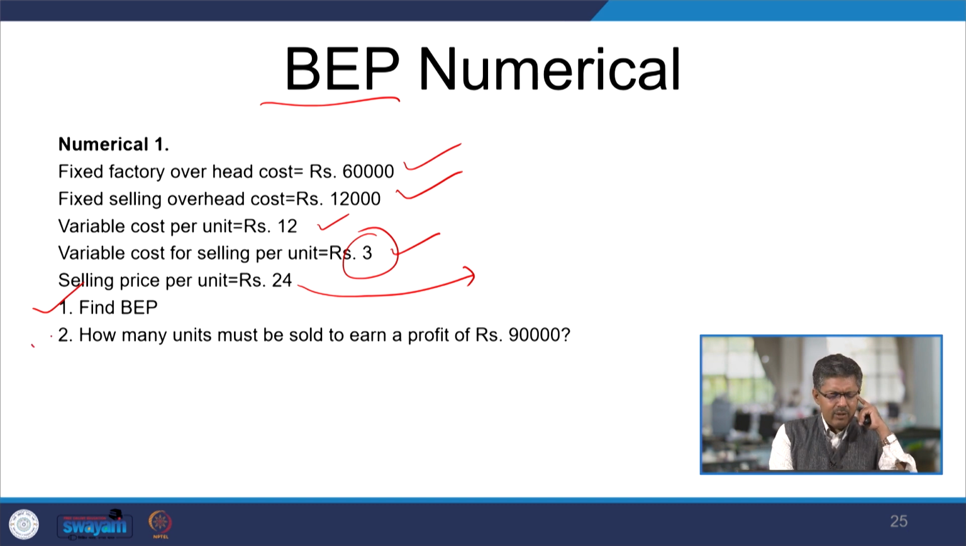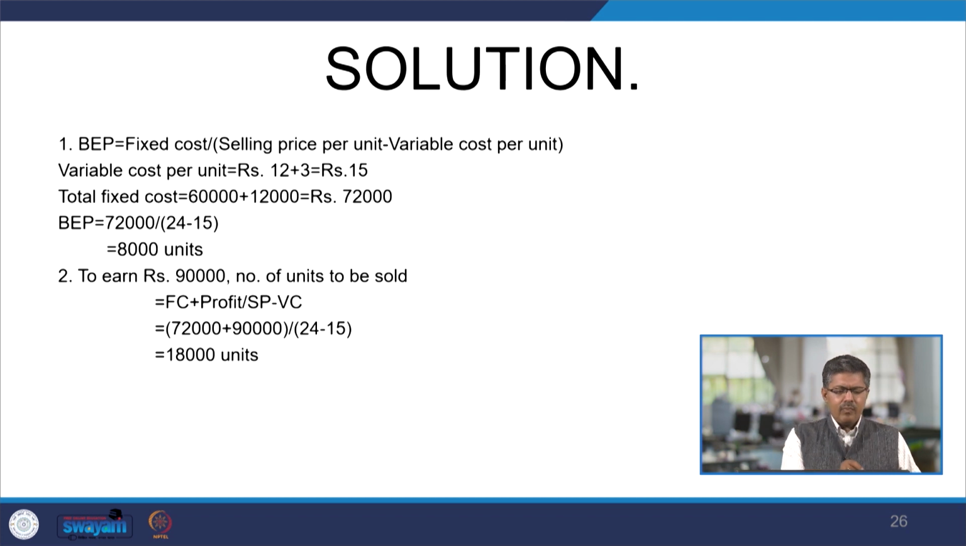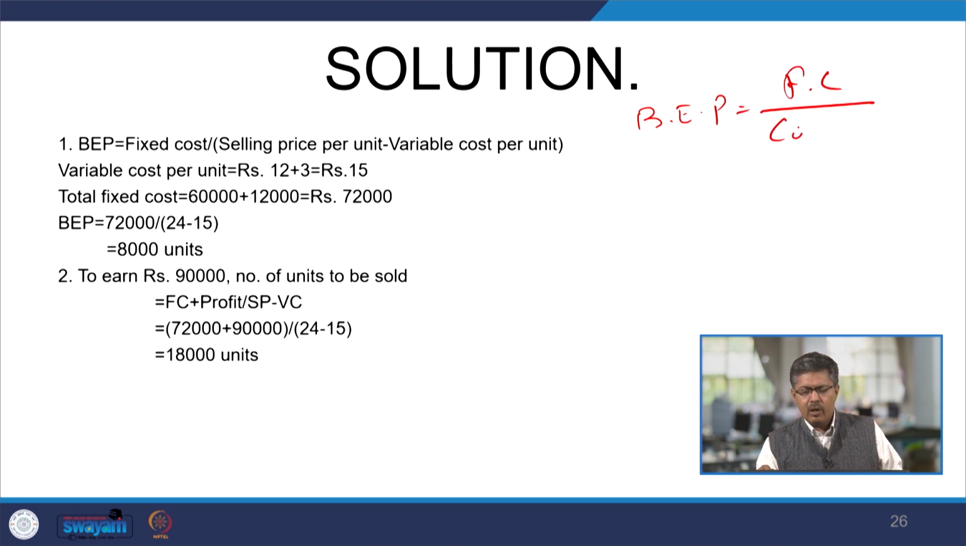And then the second question says, how many units must be sold to earn a profit of rupees 90,000? Again, you may think, why should I, as a B2B marketer, learn about this? If you understand this, it helps you to price your product in a better way, right. So, what happens here? Let us see. BEP is equal to, as we have said, fixed cost upon the contribution, right. So, if you remember, BEP is equal to fixed cost upon the contribution.